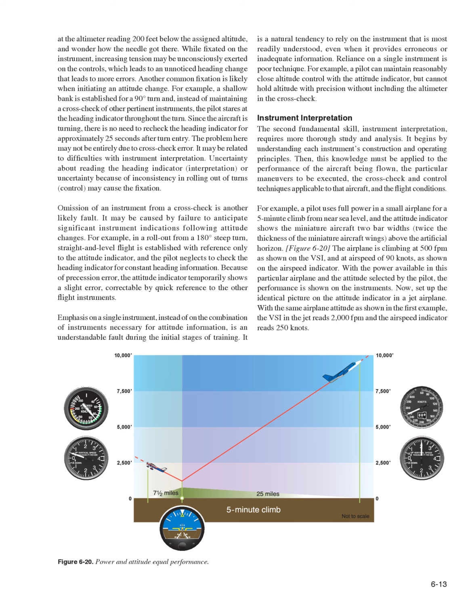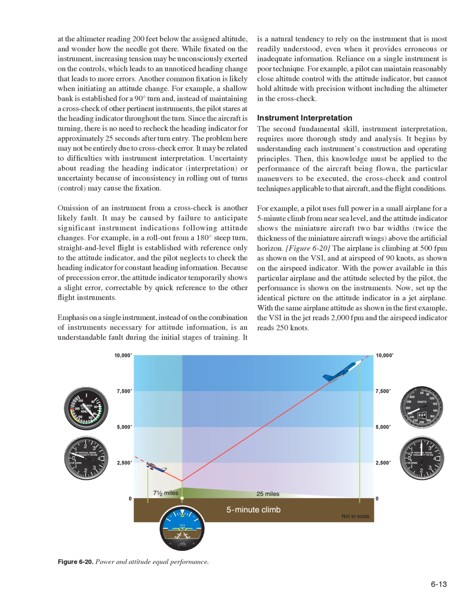For example, a pilot uses full power in a small airplane for a 5-minute climb from near sea level, and the attitude indicator shows the miniature aircraft 2 bar widths, twice the thickness of the miniature aircraft wings, above the artificial horizon. Figure 6.20. The airplane is climbing at 500 fpm as shown on the VSI, and at an airspeed of 90 knots, as shown on the airspeed indicator. With the power available in this particular airplane and the attitude selected by the pilot, the performance is shown on the instruments. Now, set up the identical picture on the attitude indicator in a jet airplane.